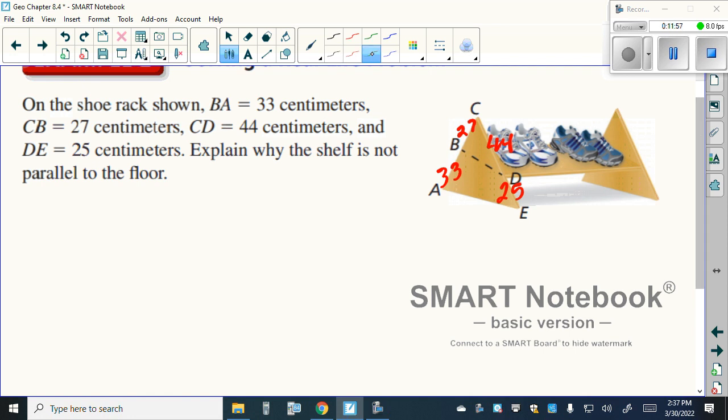So we're saying that 27 over 33 needs to be the same proportion as 44 over 25. Well, 27 over 33 will reduce by a factor of 3, which then gives us 9 over 11. How about 44 over 25?